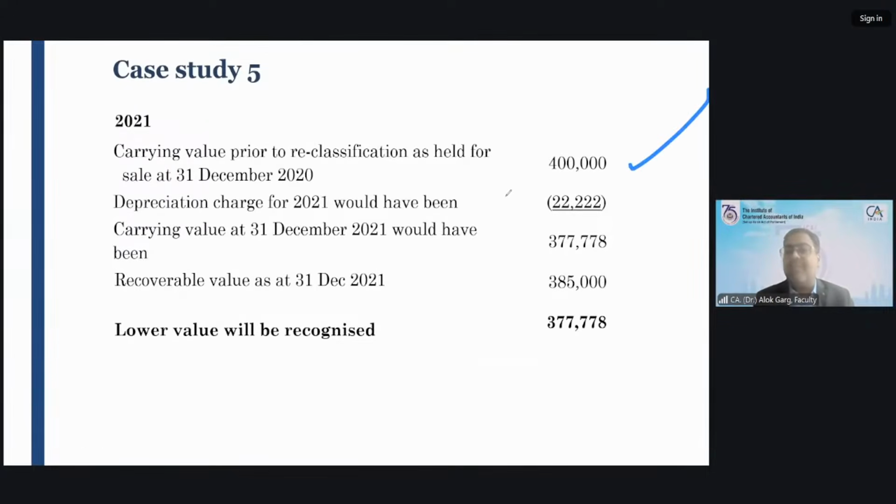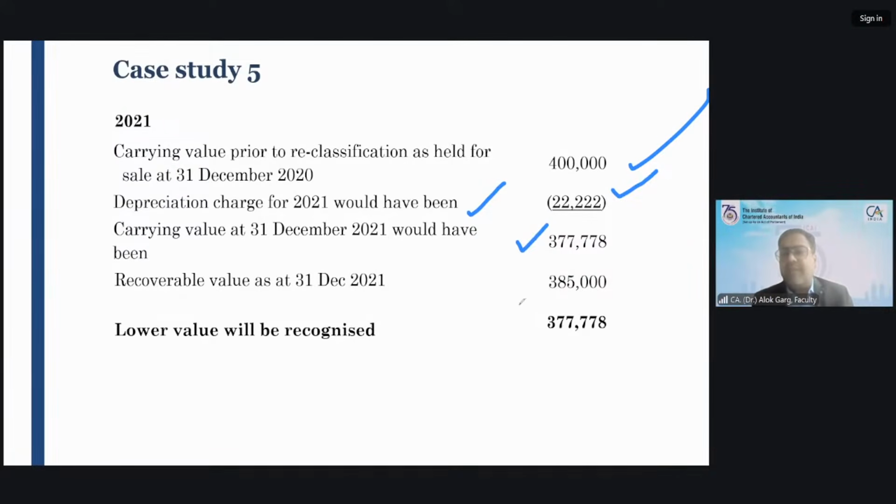My remaining life is 18 years. So if I divide 4 lakh by 18 years, it will give me double two, triple two. This concept I taught in Ind AS 16 also. So what is my carrying amount on 31st December 2021? Assuming this asset was never classified as held for sale, 377,778.